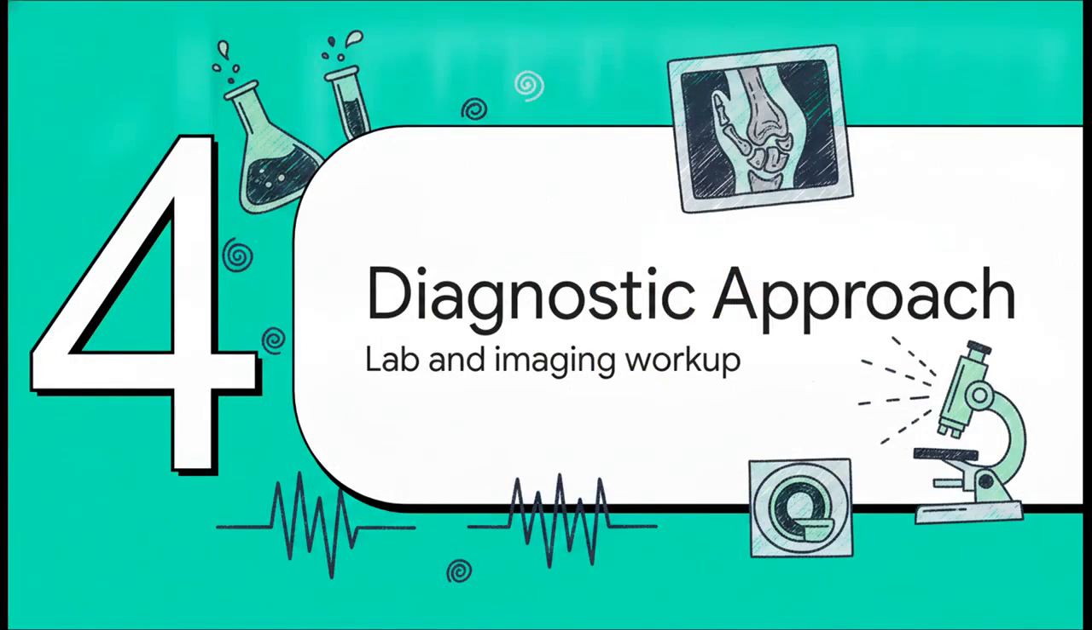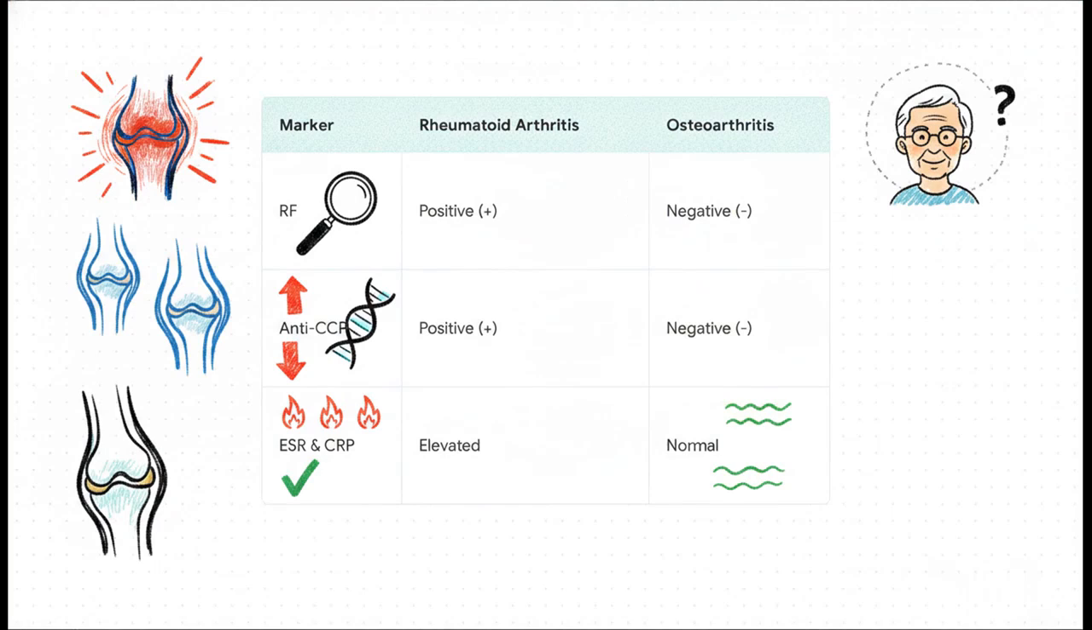Section 4. Diagnostic approach and testing. So what happens when the clinical picture is a bit murky? That's when your diagnostic branching point heavily relies on specific lab markers. In OA, your acute phase reactants, like ESR and CRP, they should be totally normal, though keep in mind severe obesity might cause a very mild elevation. RA, however, typically presents with elevated ESR and CRP.